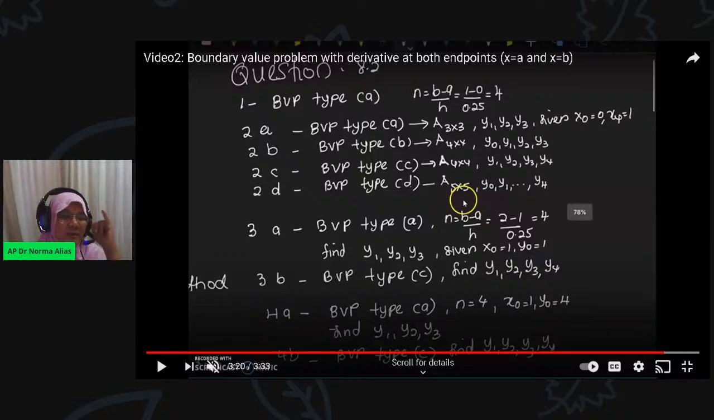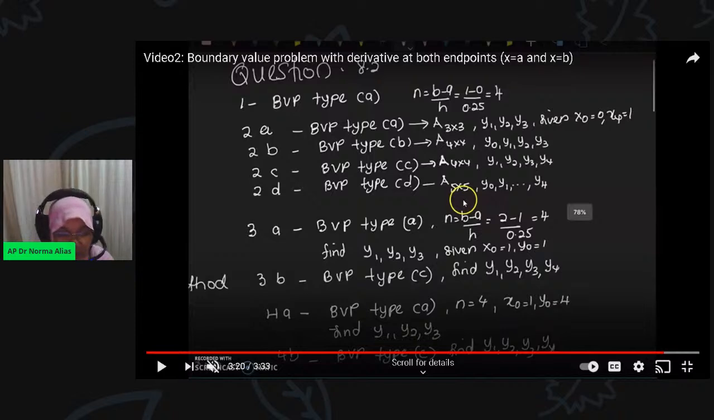To apply the Thomas algorithm, just fit the values to the algorithm, and then you can get the values y0, y1, y2, y3, up to yn. Any question? There is no question until now.